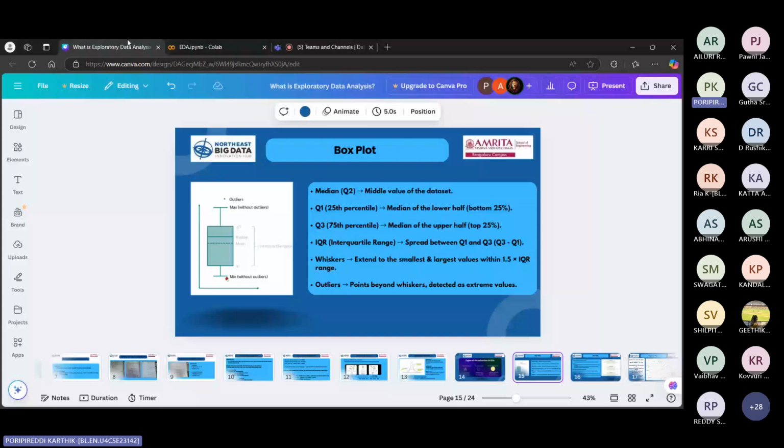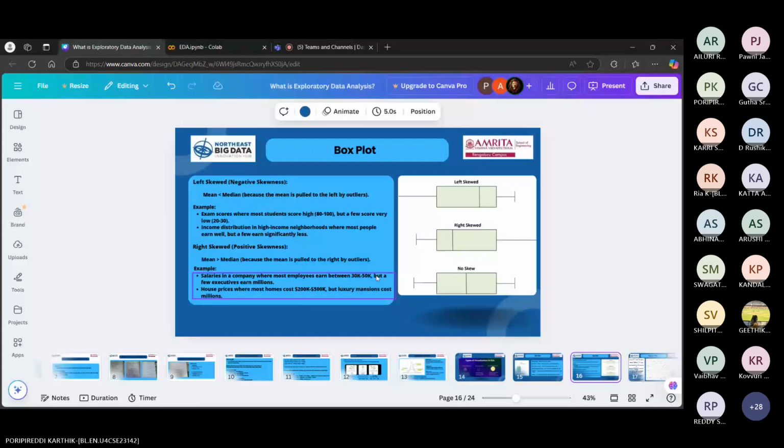And as we talked before, in box plots we have types of skew. Left skewed, which means the mean is less than the median, because the mean is pulled to the left by the outliers. For example, if most students have a high score and a few students score very low. And right skewed, where the mean is greater than the median because it is pulled by the outliers. For example, salary in a company where most people earn between 30K to 50K, but a few executives earn millions.